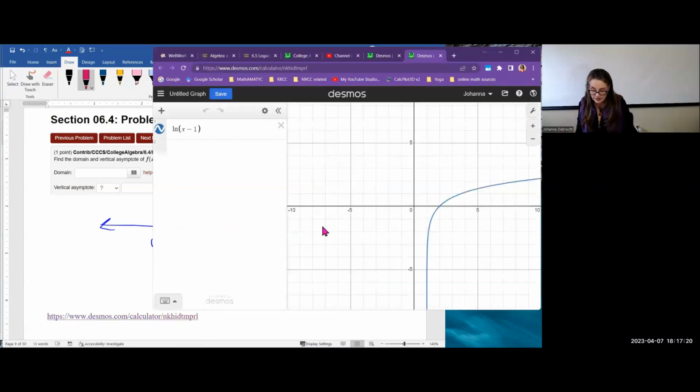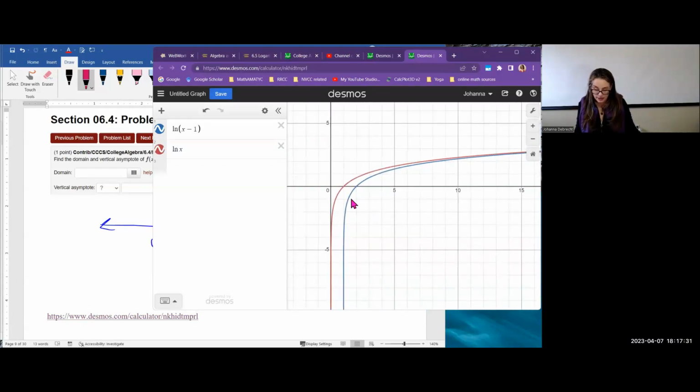Give it a second to graph, and you can see there's the natural log of x. And if I do another one, if I do the parent function and it shows up, then you can see right here that this is the parent function. You've got the 0.10, and then this one moved to the right, which is going to give me 20 instead.